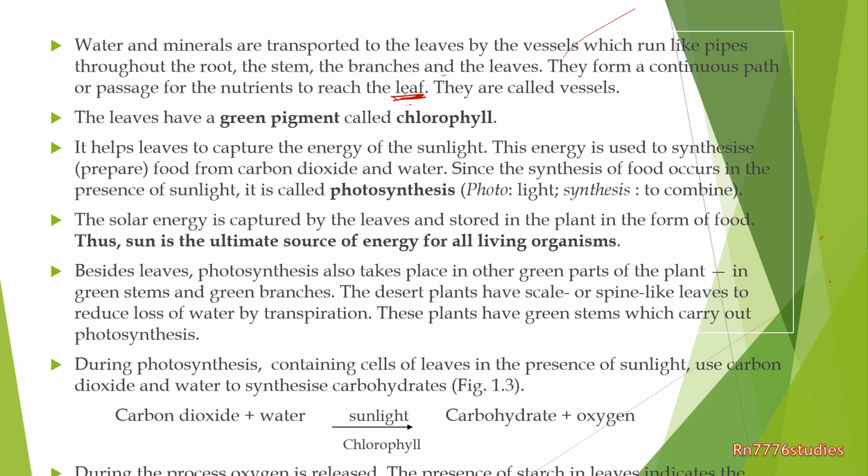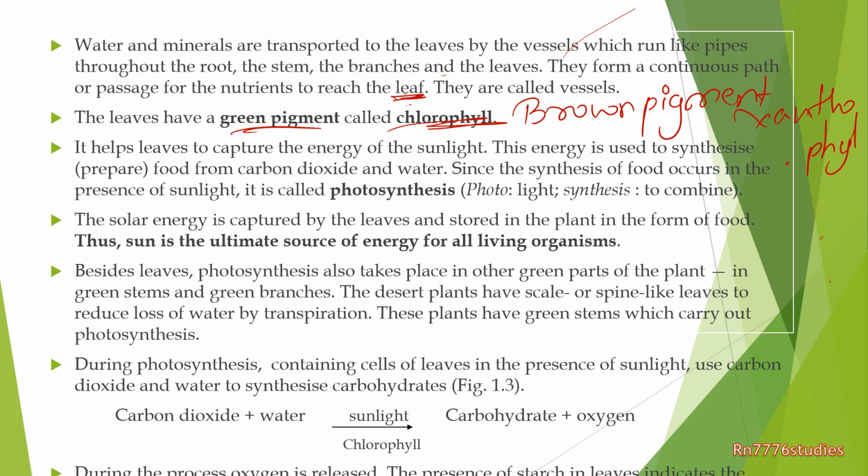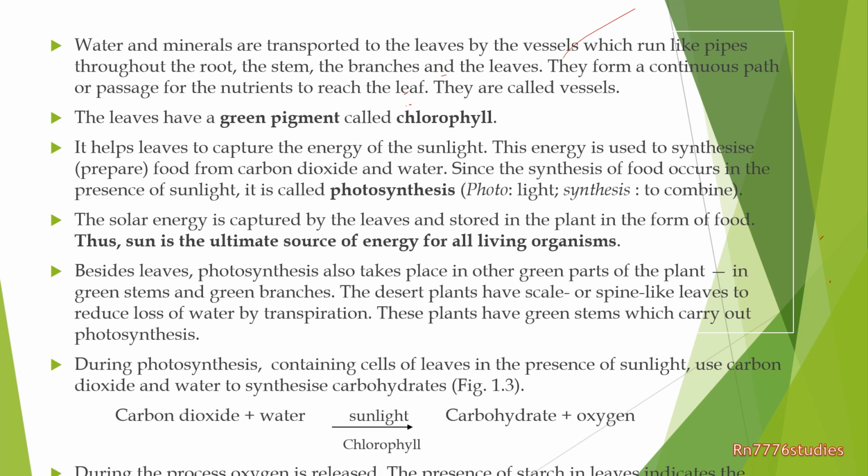The leaves have a green pigment called chlorophyll. Yes, we all know that chlorophyll is the green pigment. Brown pigment is xanthophyll. Later on it will come to you, need not worry. Just for an idea, I said brown pigment is xanthophyll. Basically, keep in mind green pigment is chlorophyll.